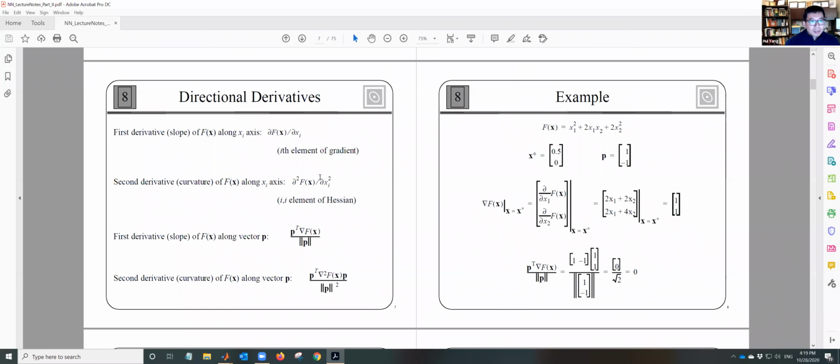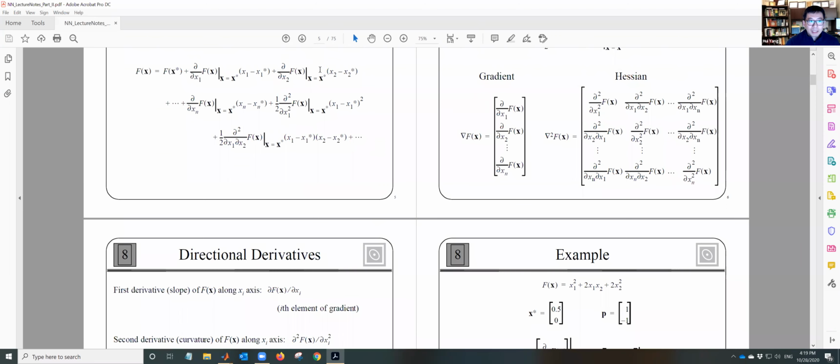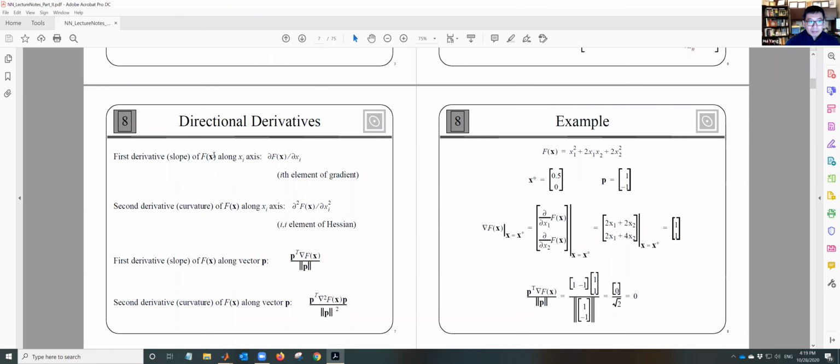Now the next concept is called directional derivatives. If you have a gradient, previously we had the gradient along each direction, right? Each variable is each axis. So now you can calculate the derivatives along a particular axis. This is the ith element of the gradient. Now the second derivative is called curvature. Curvature of f(x) along the xi axis. This is the ii element of the Hessian.